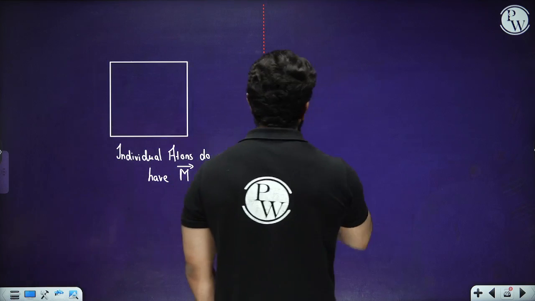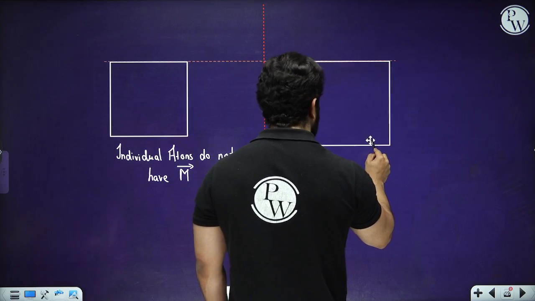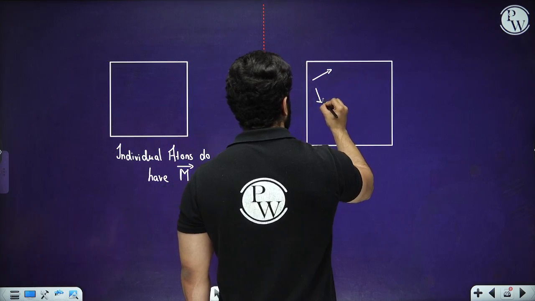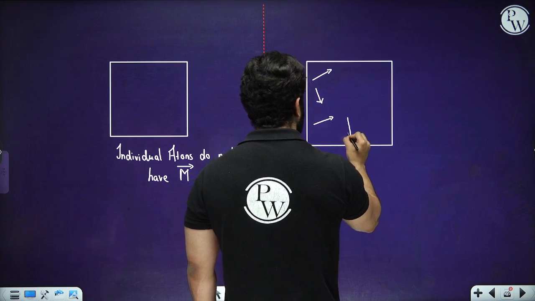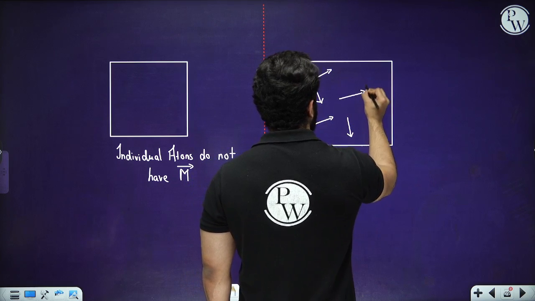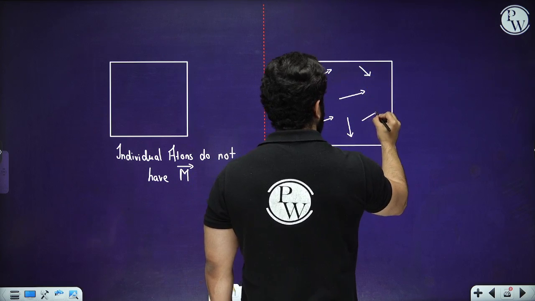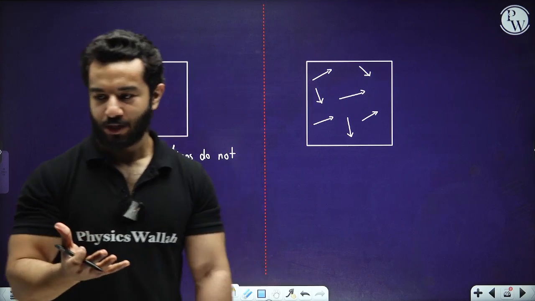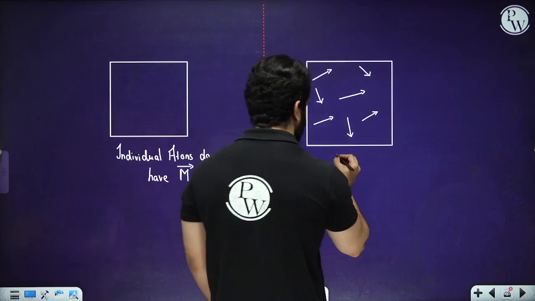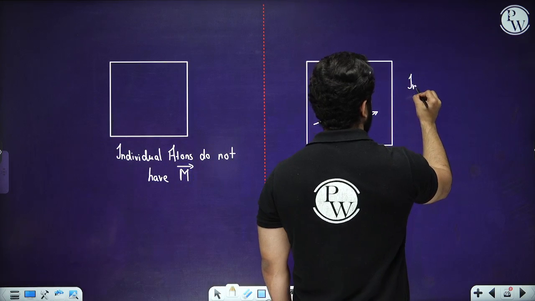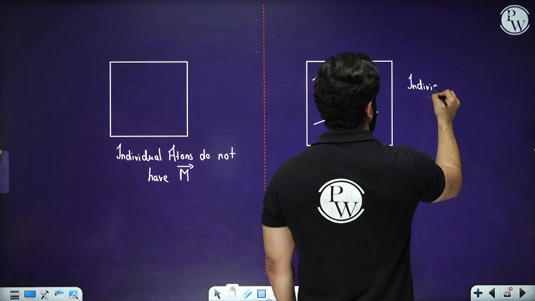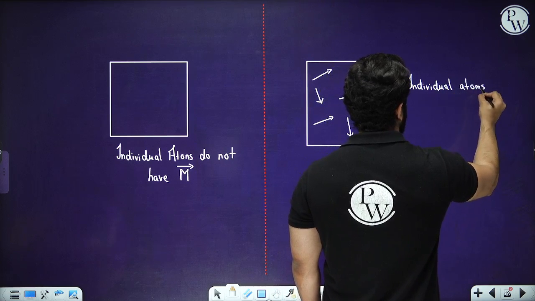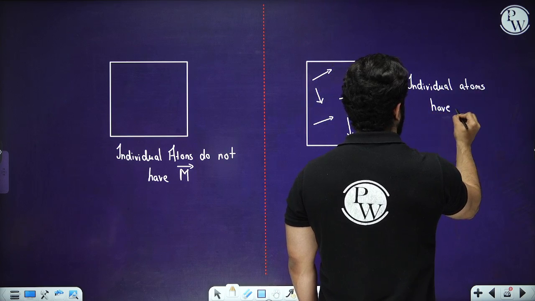And another type of materials are those in which the individual atoms have magnetic moment, but they are randomly oriented. Acha, what will happen if they are oriented in one direction? If they are oriented in one direction, they will start behaving like a magnet. That's what makes a magnet a special material, right? So the individual atoms have magnetic moment.